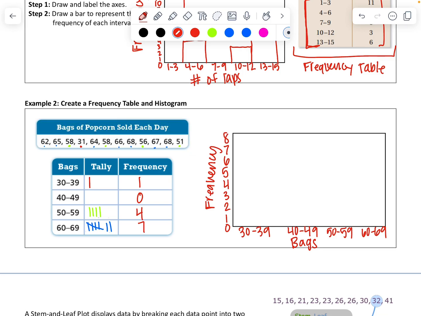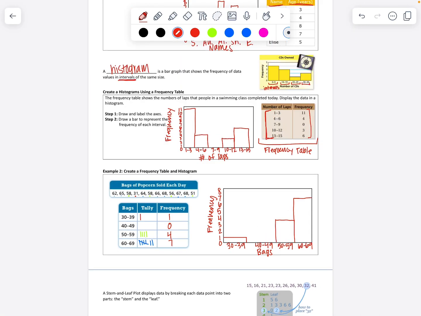And I usually go up until I fill the top, but it's up to you. So for 30 to 39, I had 1, so that one's going to be pretty small. For 40 to 49, I had 0, so I just leave it blank. I don't do anything with it. 50 to 59, there were 4. And then 60 to 69, I had 7, so I'm going to draw that up to 7. So it would look like that. Okay. Now keep in mind, you're going to be choosing one of these graphs among some others of what you want to do for your survey project.